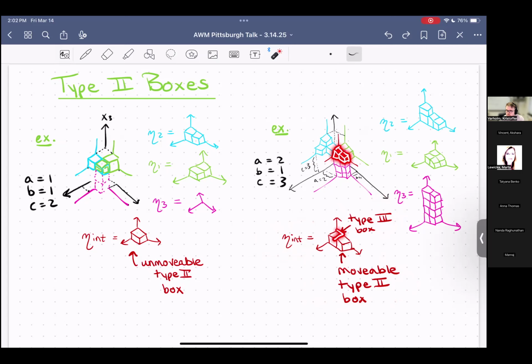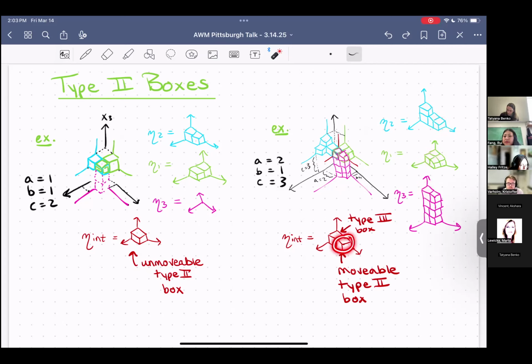So here's those two boxes. This first one is a type 3 box. It came from Eta 2, oh, right, this one. And Eta 1, it was this one. And Eta 3 was this box.